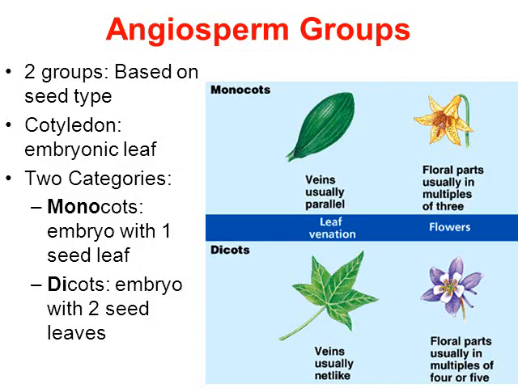Another way to figure out if a plant is a monocot or a dicot is to look at the flower parts. If it's a monocot, the flower parts are going to be in multiples of three. So maybe it'll have three petals or six petals. In the bottom picture, if you count the flower parts, they'll usually be in multiples of four or five. So if it has maybe 10 flower parts, 10 petals, well then you know you have yourself a dicot. Let's practice that right now.